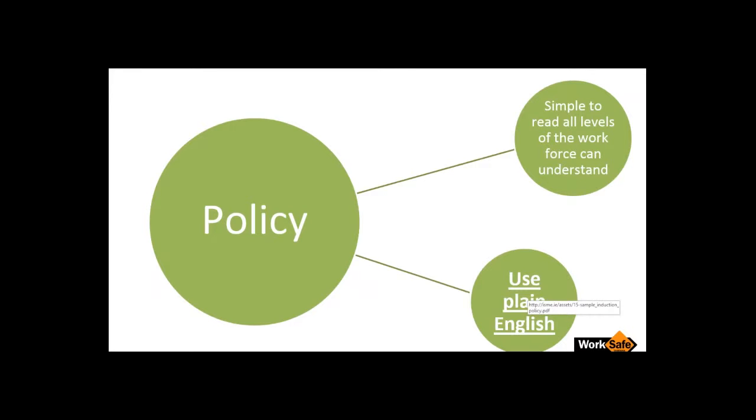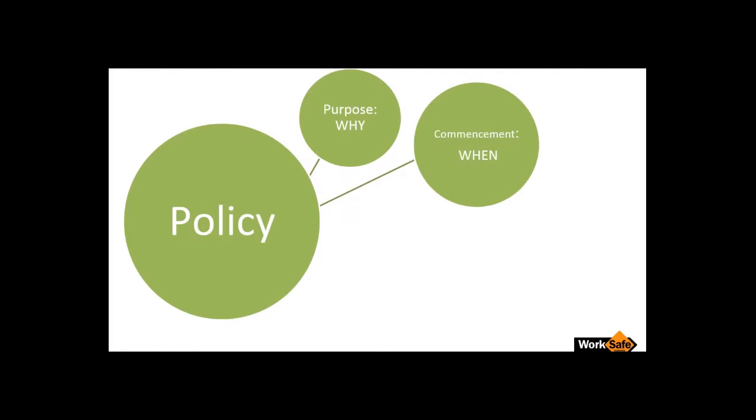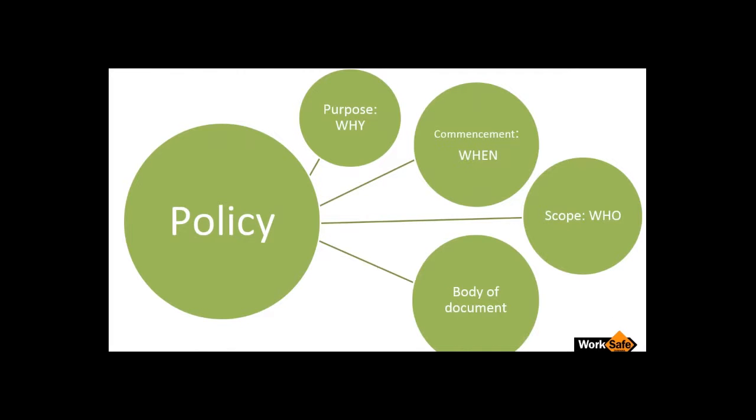So we're just going to have a look at a web page here, possibly. No, we're not. We'll just go back to the policy and what it might contain. So in the policy, we need to figure out what's the purpose. Why do we need that policy? The next step is a commencement date, when you're actually going to implement this policy in your workplace. The next step would be the scope, who it actually applies to. And the next part would be the body of the document. So that's just generally what the policy is all about.